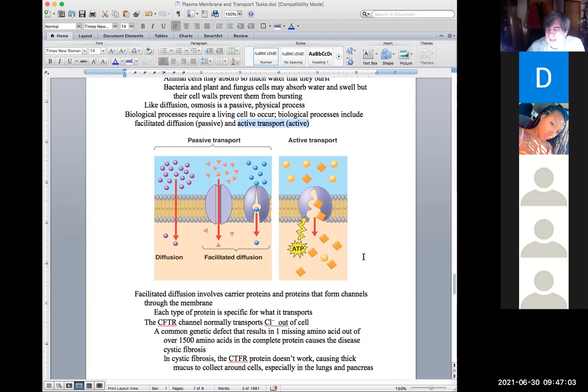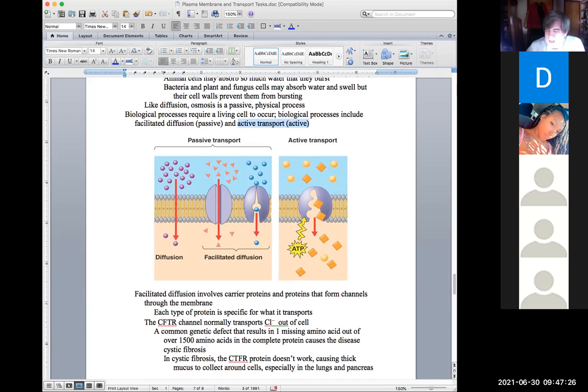And why does it take energy? Well, it's sometimes compared to pushing something uphill. Diffusion is like something rolling downhill. You don't really have to do much. It rolls downhill just because of gravity. This is pushing something uphill. That doesn't happen in nature.